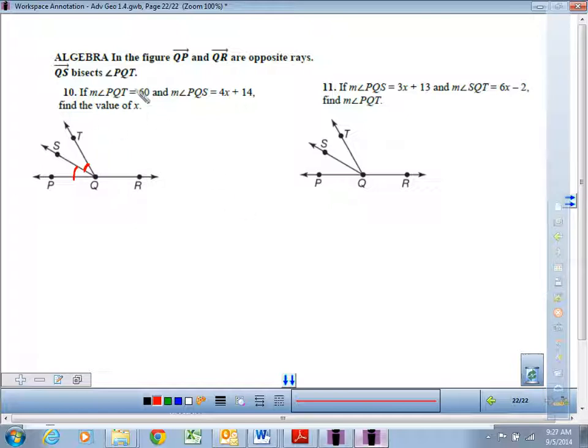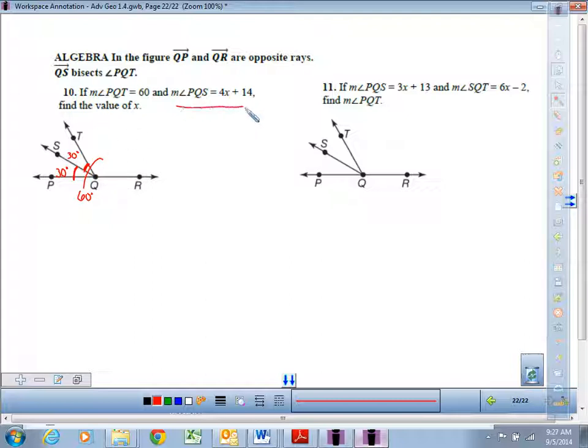Now let's read the problem. PQT is the entire thing, and this entire thing is 60. So what are each of these smaller angles that were bisected? That would be 30 degrees and 30 degrees. That's given, and that's the definition of bisector.